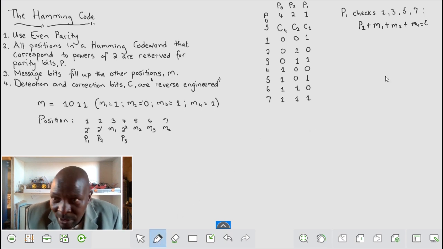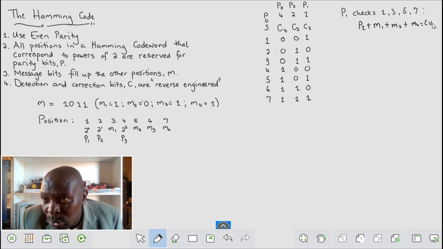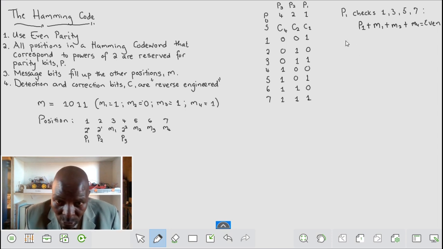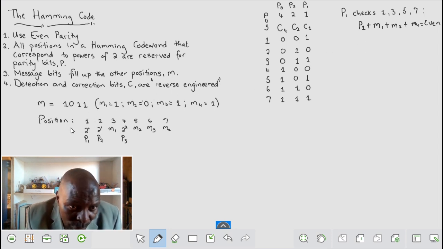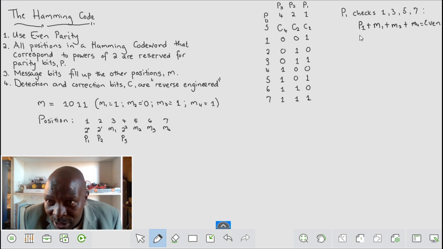What are we trying to do here? We're trying to say it's going to check those specific positions, and it's going to look out for an even number of ones. So if we look now at your P1, we don't know what that is. We're trying to determine what it is.